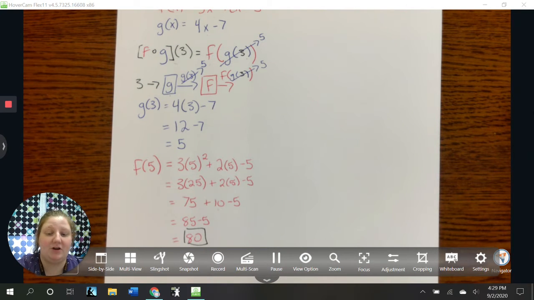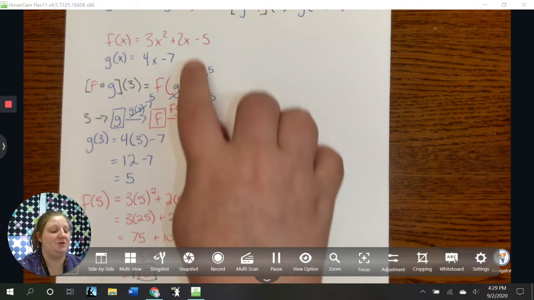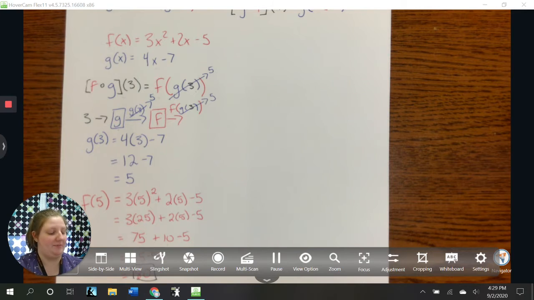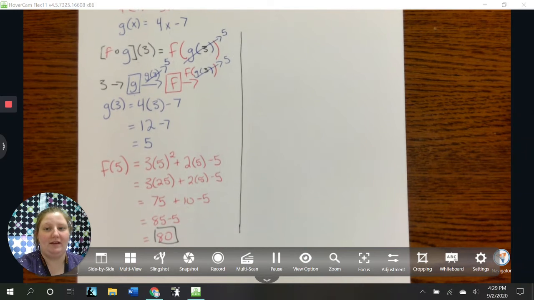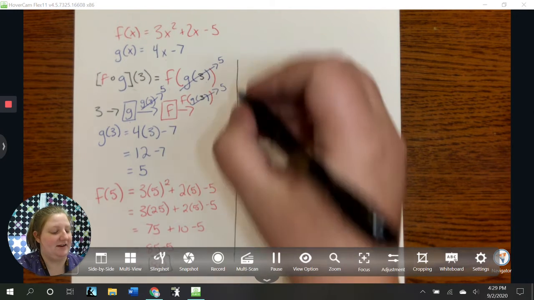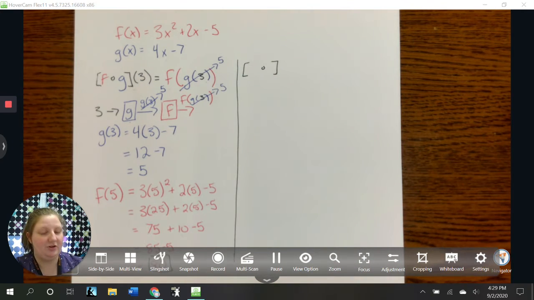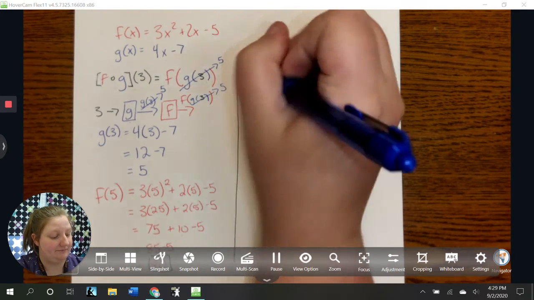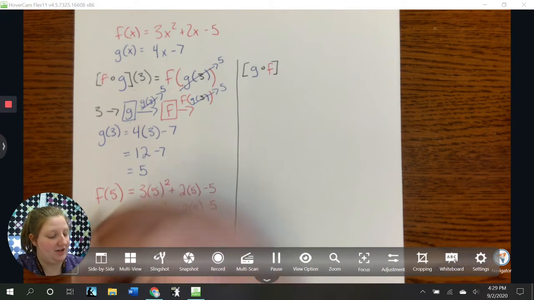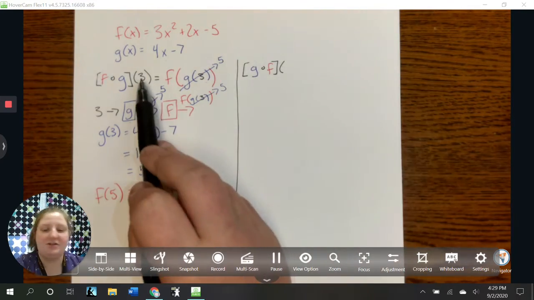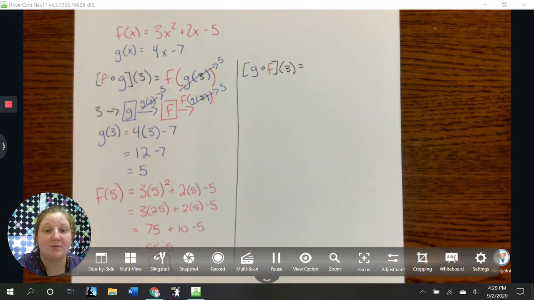Composition of functions can also be done in the other direction. So let's use these same two functions, but let's do things in the opposite direction. Okay, so now let's look at, instead of f composed with g, let's go backwards. And let's do g composed with f. So we're going to do g composed with f of, and let's use 3 again. So g composed with f of 3, but really you could do this with any number.